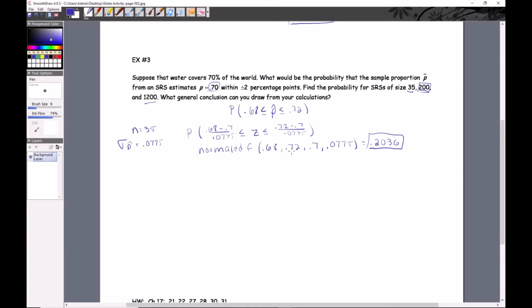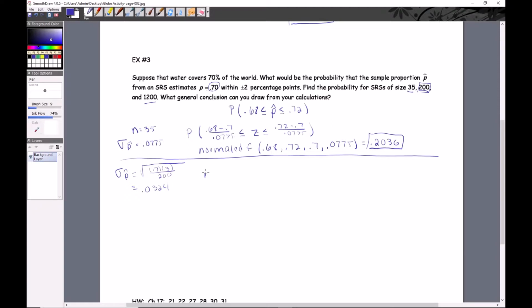Okay, so if I move on to n is 200, my low end stays 0.68, my high end stays 0.72. The mean is still going to be 0.7, but it will change the standard deviation. So we need a new standard deviation. The new sigma of p hat we'll just recalculate. That'll be the square root of 0.7 times 0.3 over 200 now. So this will give us a new standard deviation of 0.0324.